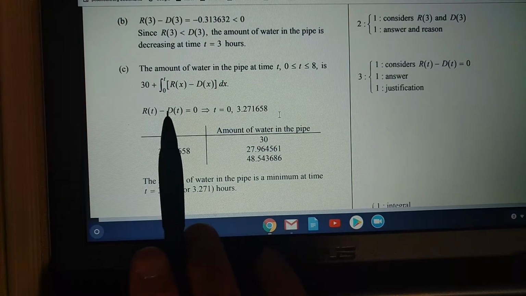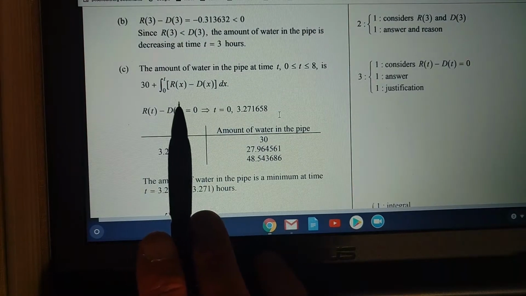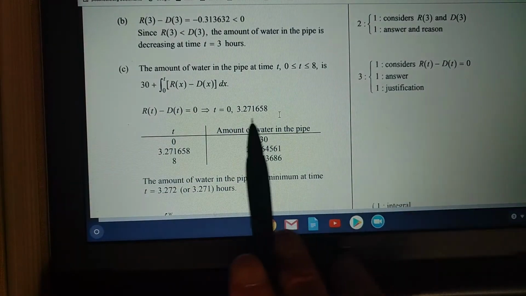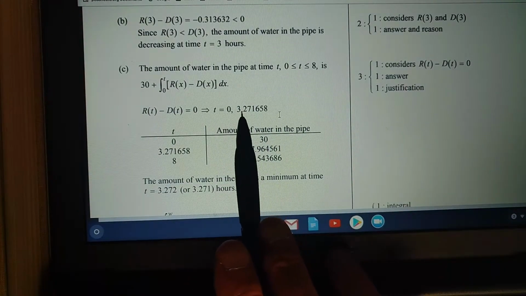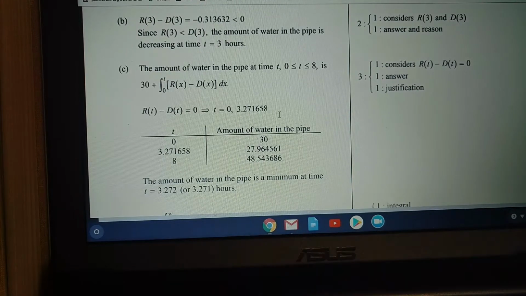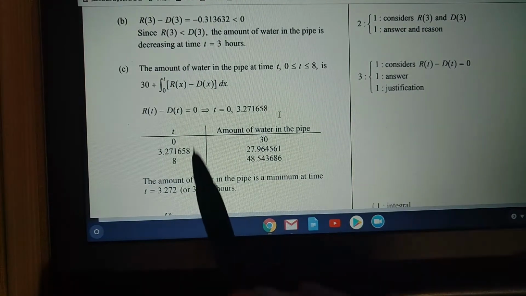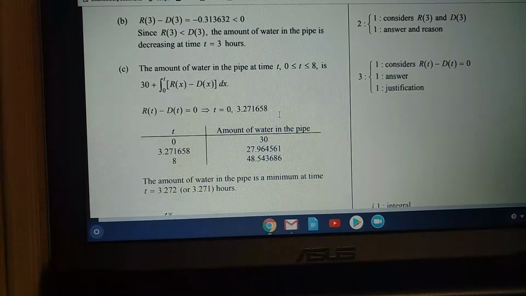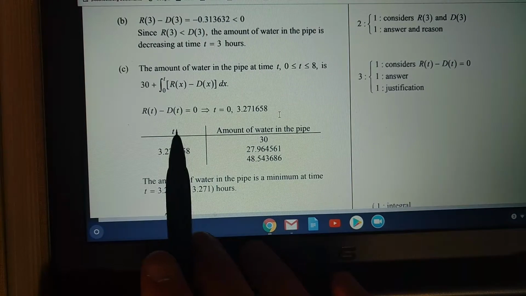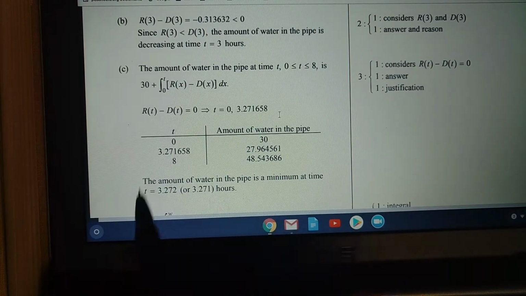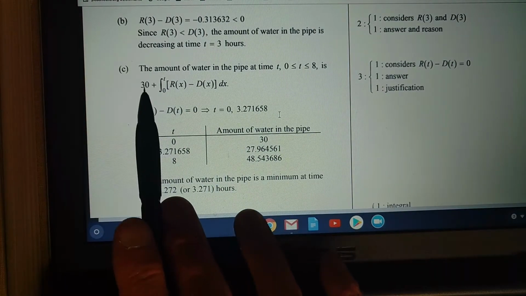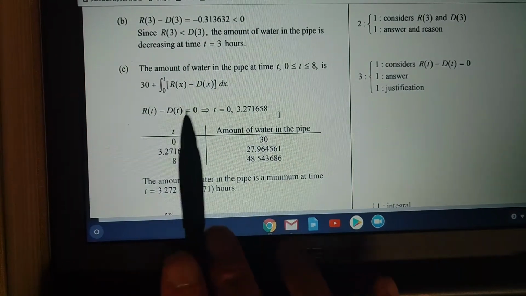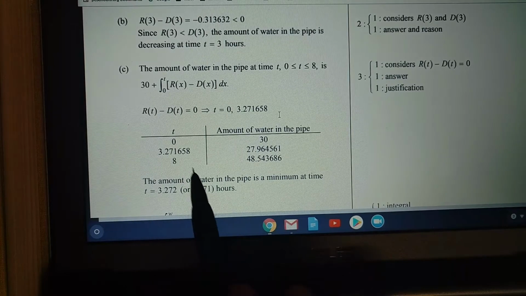And so notice, when you go to find that, you find that it is going to be at the place 3.271. So that means you must check the endpoints and 3.271. To check at 3.271, we know at the first endpoint you can plug in, we know that it's 30, we're given that. And then we have to integrate the difference of those rates there.